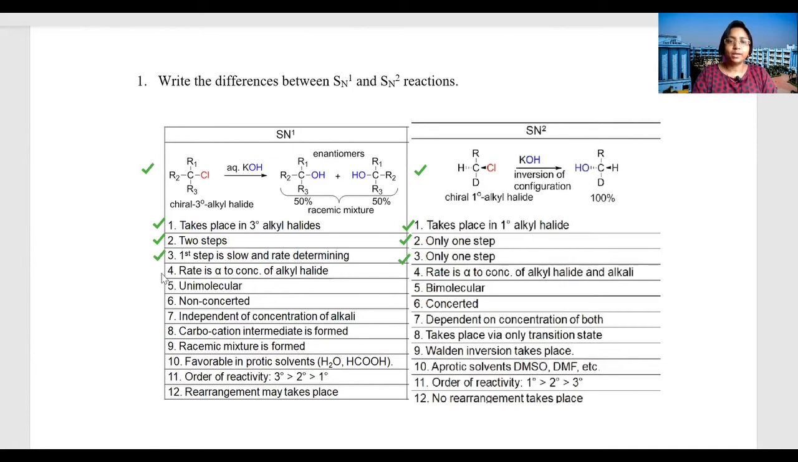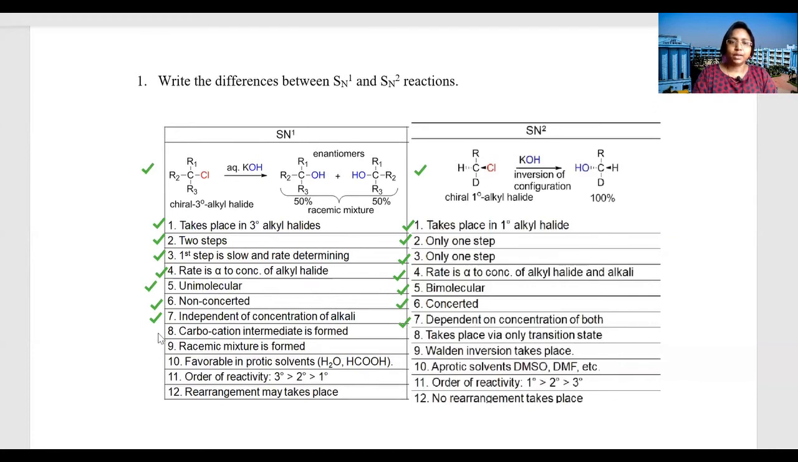Number 4, in SN1 the rate is proportional to the concentration of the alkyl halide. And in SN2 the rate is proportional to the concentration of both the alkyl halide and the alkali. That is why SN2 is bimolecular, depending on the concentration of two reagents. SN1 is unimolecular. They are telling a similar thing. Non-concerted, concerted. Independent of the concentration of alkali, the similar thing again, and dependent on the concentration of both.